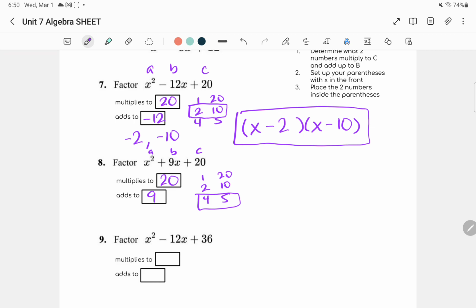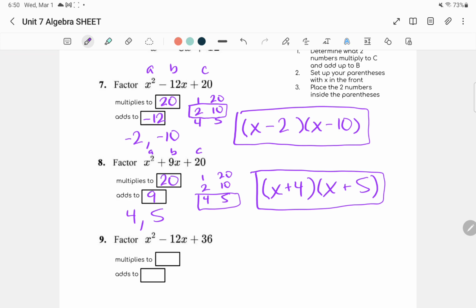So we're going to set up our parentheses with x in front. And then this is 4 and 5. So since +4, it's going to be x plus 4. And +5 is x plus 5. And then I'm done. Now, if I want to double check these, I can.